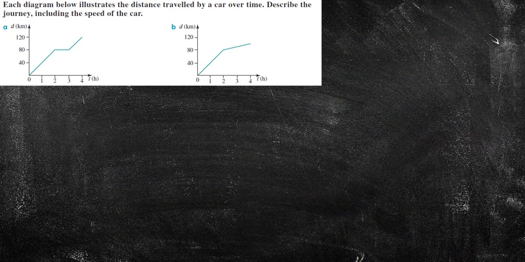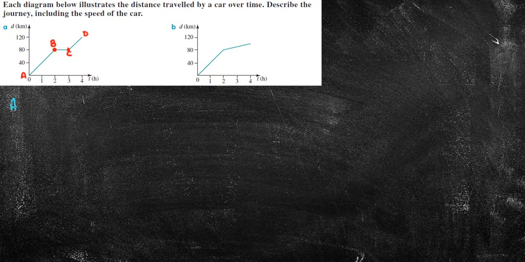Okay, next question. Each diagram below illustrates the distance travelled by a car over time. Describe the journey, including the speed of the car. So what we're going to do, I'm going to put some letters here. At the initial starting point, we are at point A, then we're at point B, point C, and point D. I'm taking all particular points where things happen. For example, at point B, the line changes. At point C, the line changes. And it's going to allow me to talk about what's occurring.